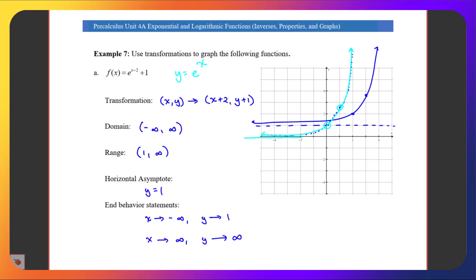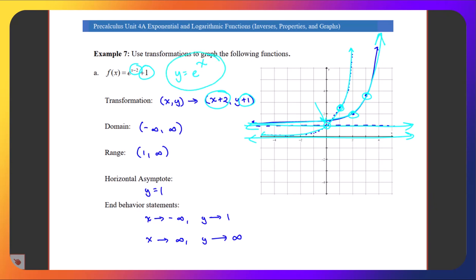Again, horizontal asymptote, x-axis, y equals 0. Then, like before, I shift to the right 2 and up 1. So I take this point, shift to the right 2 and up 1. I take this point, shift to the right 2 and up 1. And up 1 gives us our new horizontal asymptote, y equals 1. And here's our graph.